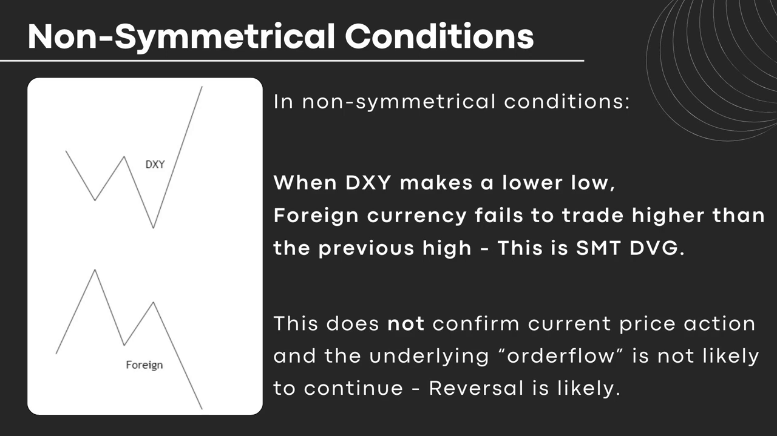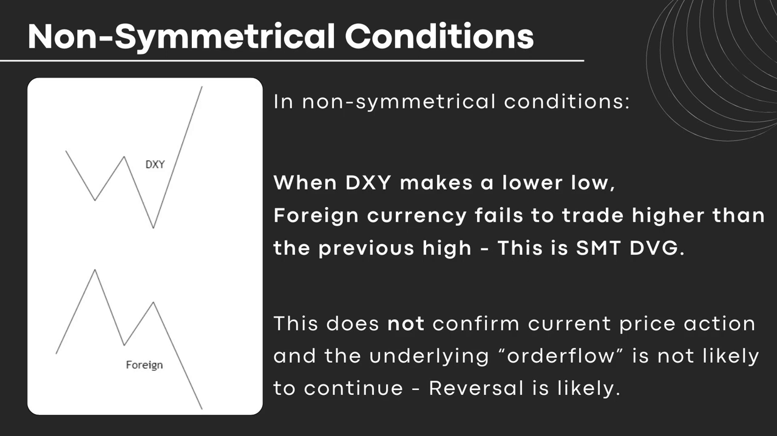Now, the reason the conditions are non-symmetrical is because DXY made a lower low and the foreign currency, which is EU for us, could not make a higher high respectively, right? It failed to trade above the previous high and only made a lower high. Whereas on the other hand, DXY did indeed make a lower low and traded below the previous low, right? You can clearly see there is non-symmetry in the order flow and the structure is varying, and there is a difference in structure, right? DXY was able to make a lower low, EU could not, and it failed to trade above the previous high, and it suggests non-symmetry, right?